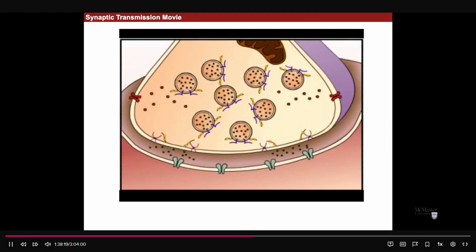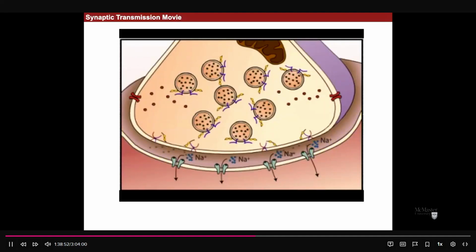Some of the transmitter molecules bind to special receptor molecules in the postsynaptic membrane. The response of the postsynaptic cell, either excitation or inhibition, depends upon the particular neurotransmitter and receptor combination. For example, the receptor for acetylcholine is permeable to sodium. After binding acetylcholine, the channel opens and sodium ions enter the postsynaptic cell, thereby generating an excitatory postsynaptic response.